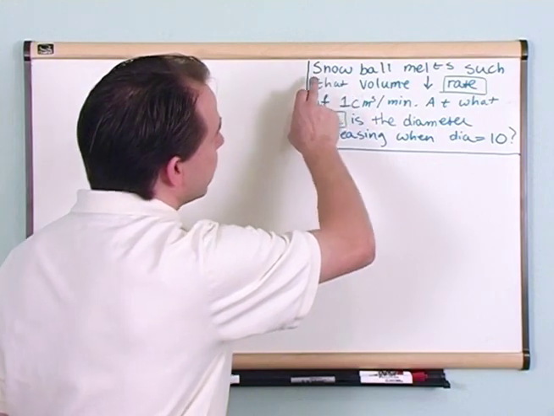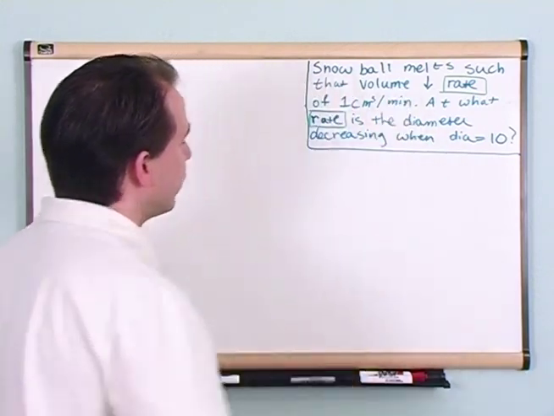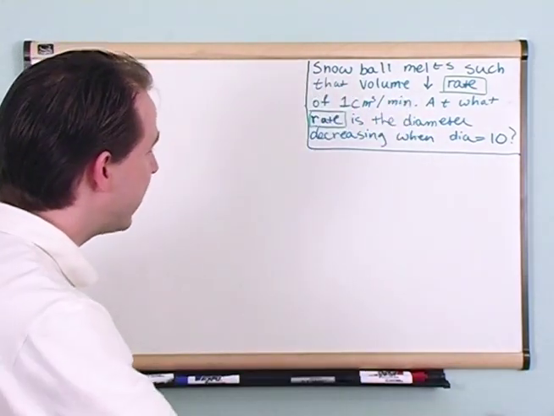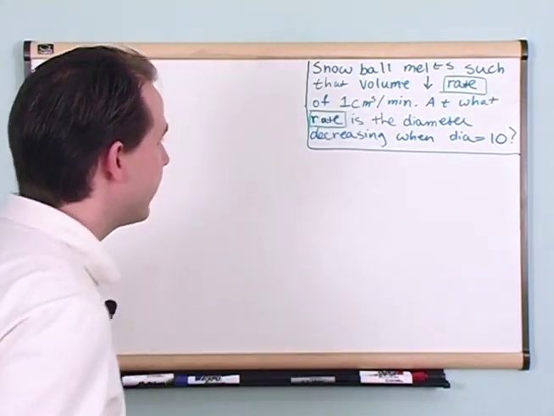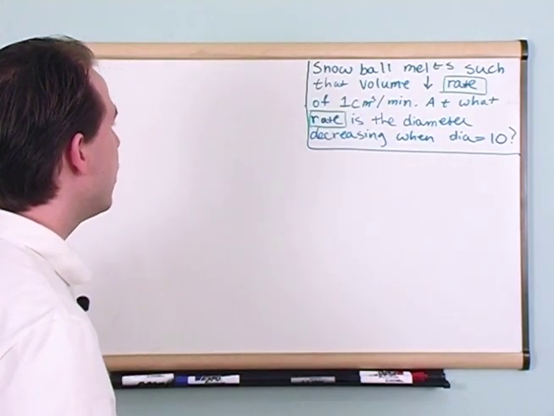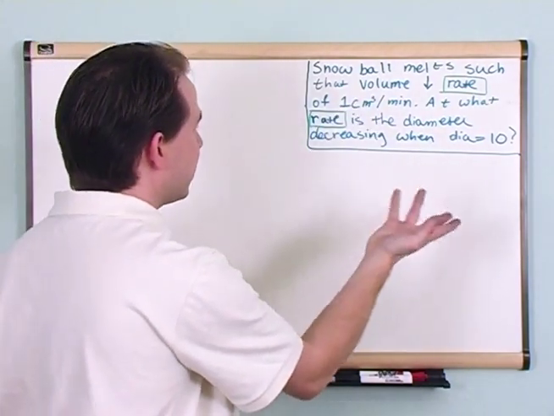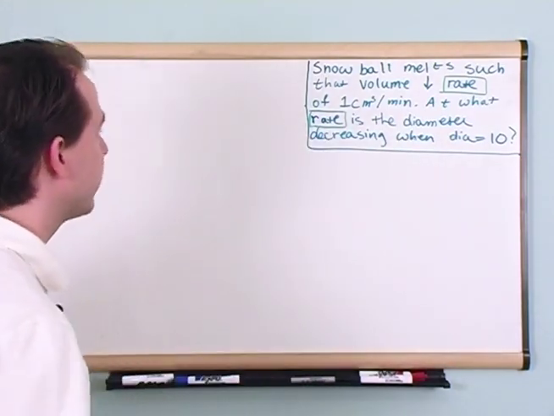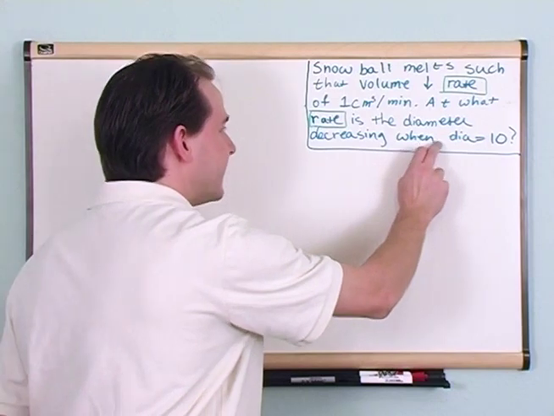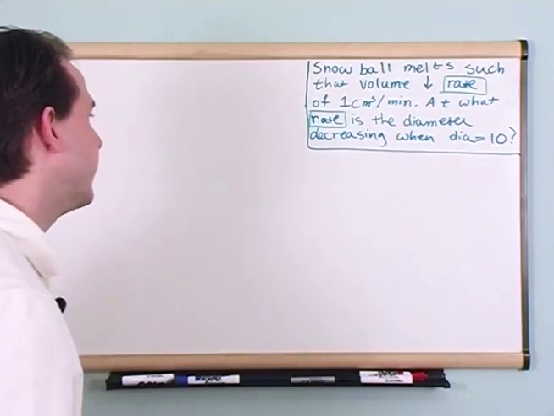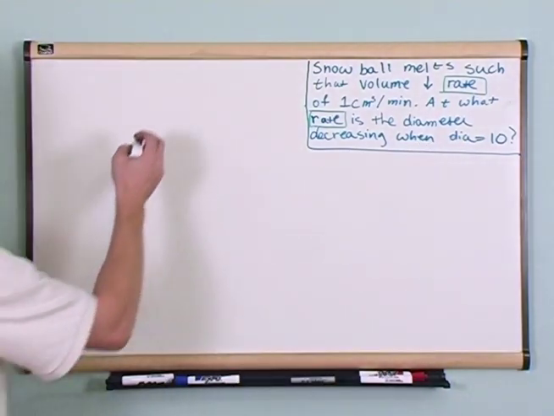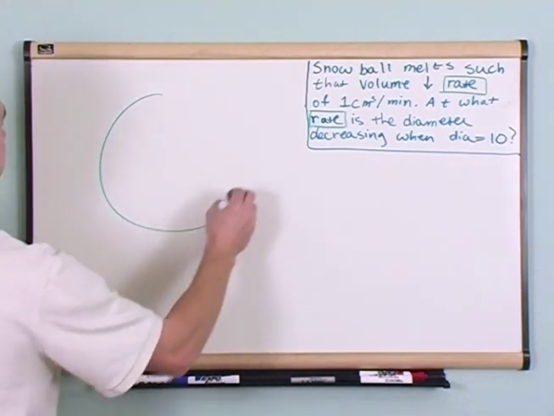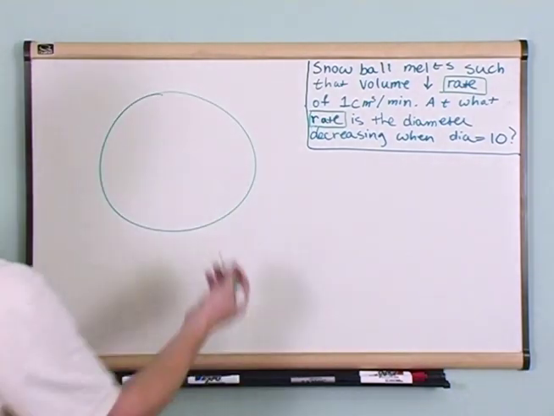Here, they're telling us the derivative of the volume with respect to time, the rate of change of the volume, is given by this here. And it's also asking us, what is the derivative with respect to time of the diameter? In other words, how fast is the diameter changing with respect to time at exactly the point when the diameter is equal to 10. So you're going to have some sphere, which is a snowball.